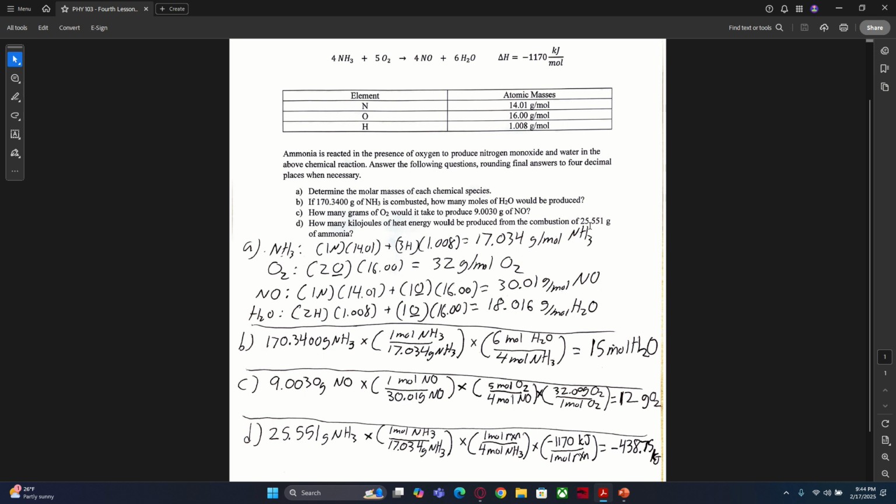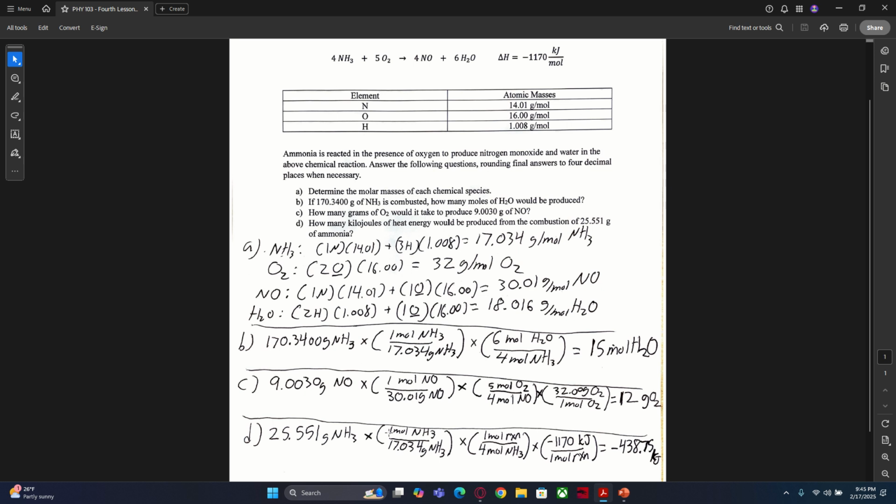Well, starting with what we have, 25.551 grams of ammonia. Now, when we go from moles of one thing to moles of a different thing, like from a chemical to a different chemical, or from a chemical to heat, we need to use mole ratios. So first things first, converting this gram amount of ammonia to moles by multiplying by the inverse of its molar mass. 1 mole of ammonia per 17.034 grams of ammonia, like what we used before.